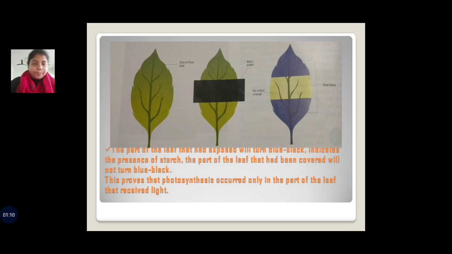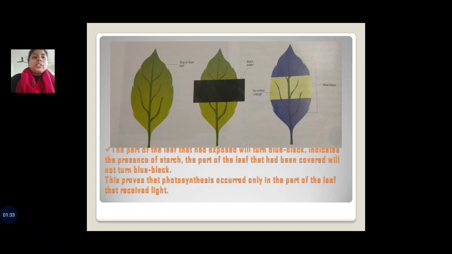Okay, so students, for this you need to have a potted plant. What you need to do is keep that potted plant for 3 days in a closed room where the light is absent completely. In a dark room you have to keep that potted plant.